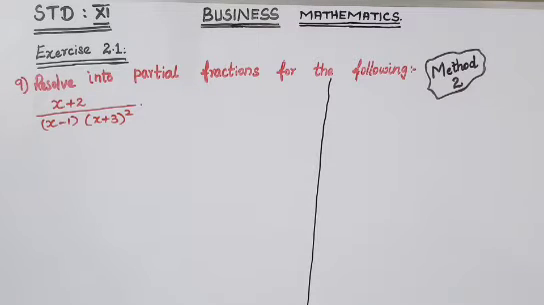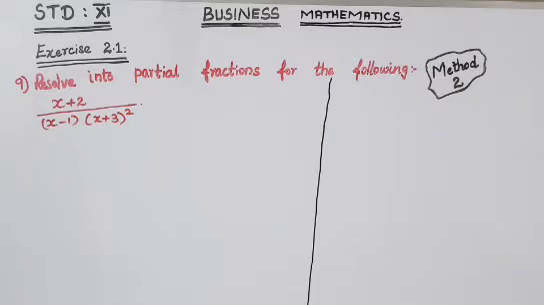Standard 11th Business Mathematics, Exercise 2.1, 9th question. Resolve into partial fractions the following. Your question is (x + 2) divided by (x - 1)(x + 3) the whole square. Again, it is in the format of method 2 only.